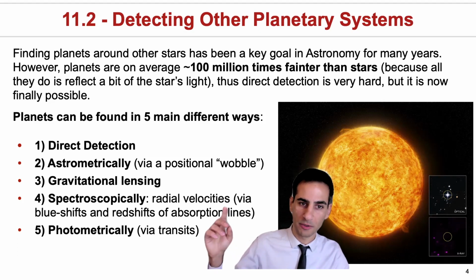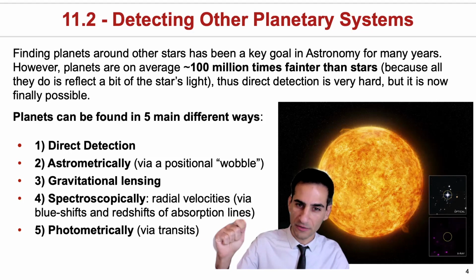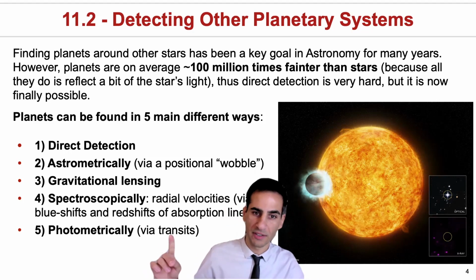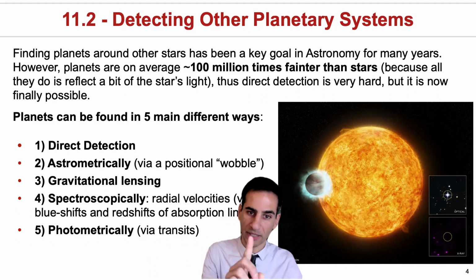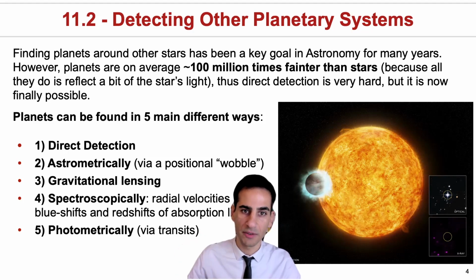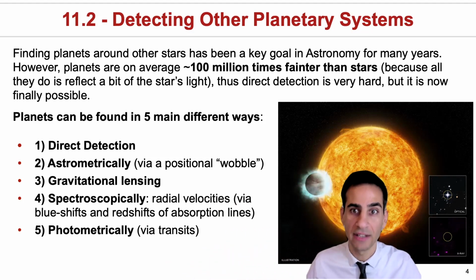One is to use the Doppler effect, essentially radial velocity, and actually measure the movement of the star that is driven by planets orbiting it. And also photometrically, essentially via transit, so whenever a planet passes in front of a distant star and causes a dip. We'll see exactly how we can use these methods, what the advantages and disadvantages are.